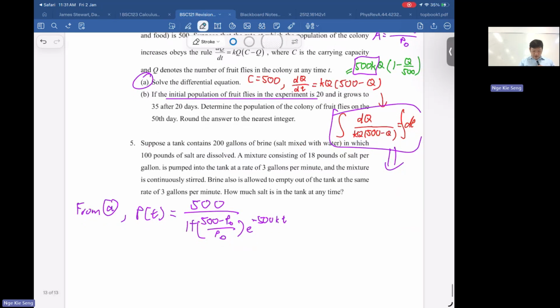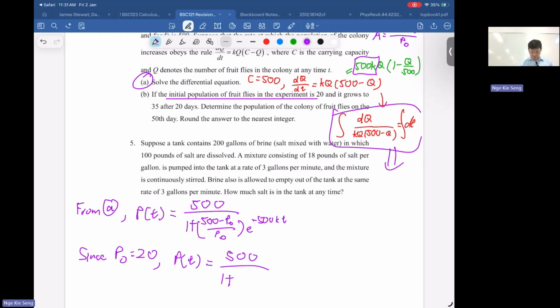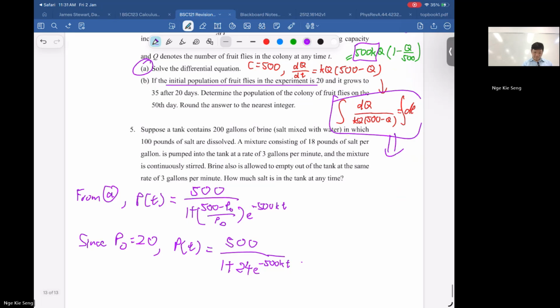So since we know that P naught equals 20, then P(t) will become 500 over 1 plus (500 minus 20 is 480, 480 divided by 20 is 24) 24 times e to the minus 500kt. We still don't know k yet, but we are given that P(20) is 35.